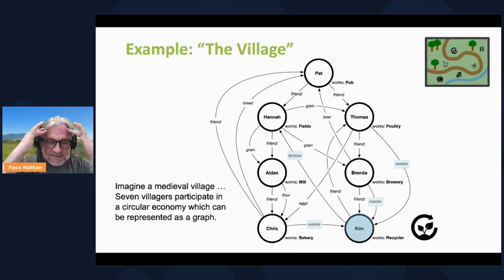Here we've got 7 villagers. They all have cottage industries. Pat runs the pub, Hannah works the fields, Brenda runs the brewery, on and on. But just within the scope of 7 cottage industries, 7 individuals, we can represent a circular economy. We can show that Chris buys eggs from Thomas and flour from Iden and makes bread to sell to Pat at the pub.